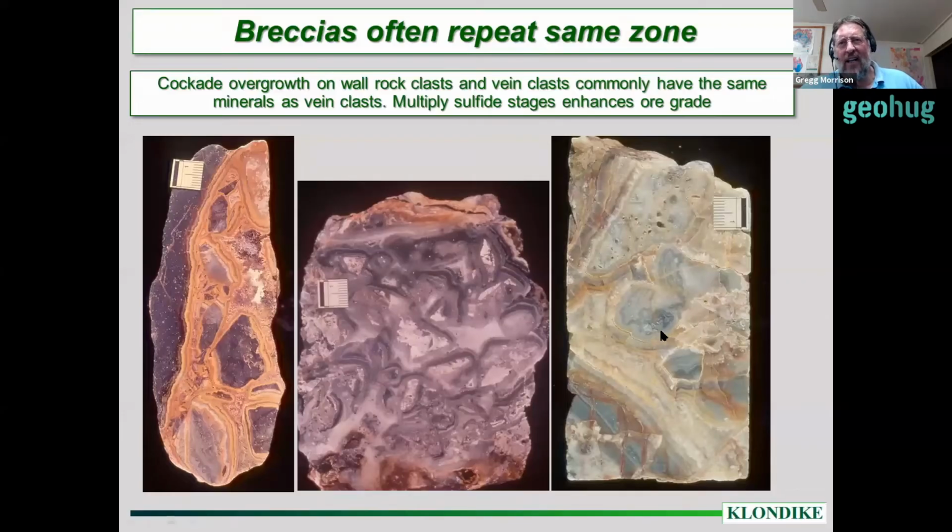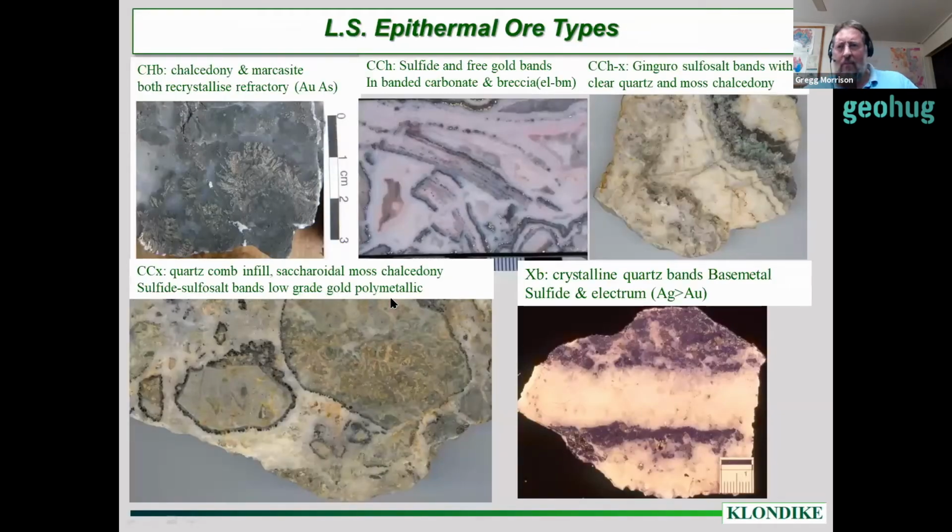Here's a similar one here. This one's from Pajingo. These are beautifully banded clasts with very delicate sulfide bands in them, overgrown by moss adularia, and then infill with crystalline quartz and more adularia. And those have, in here particularly, sulfide bands as well. So this and this aren't fundamentally different. They occur in the same place in the mineralized zone.